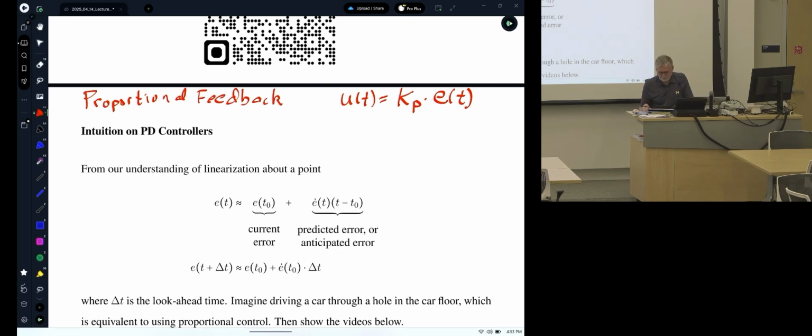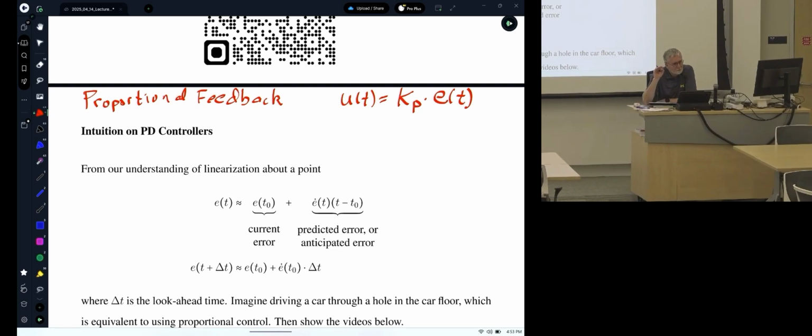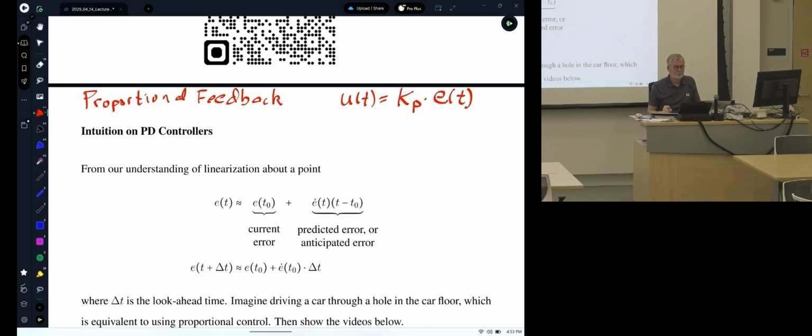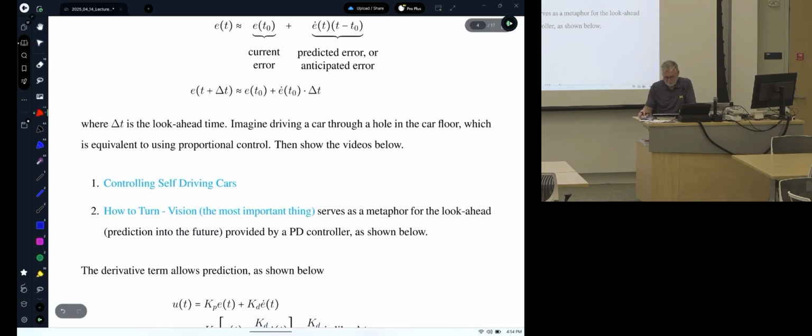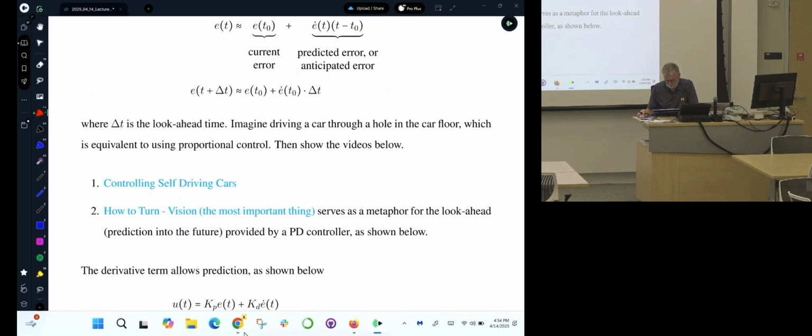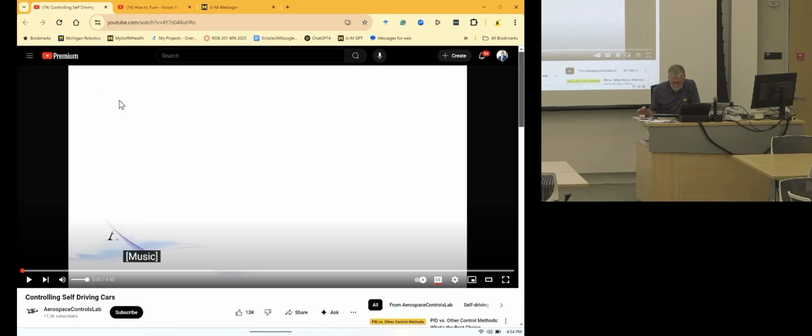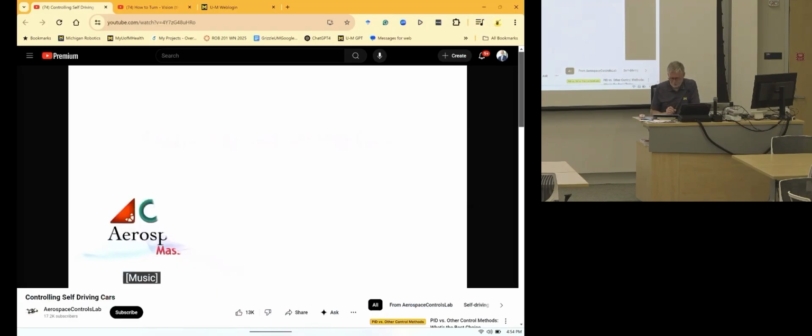So, how successful are you going to be? You're not looking out the front windshield, you're just looking literally between your knees through a hole in the floor. So that's what proportional feedback is doing. You're only getting instantaneous error. I only see the error at this time. That's why I insisted you put a hole in the floorboard of your car. Okay, so let's just watch this video.